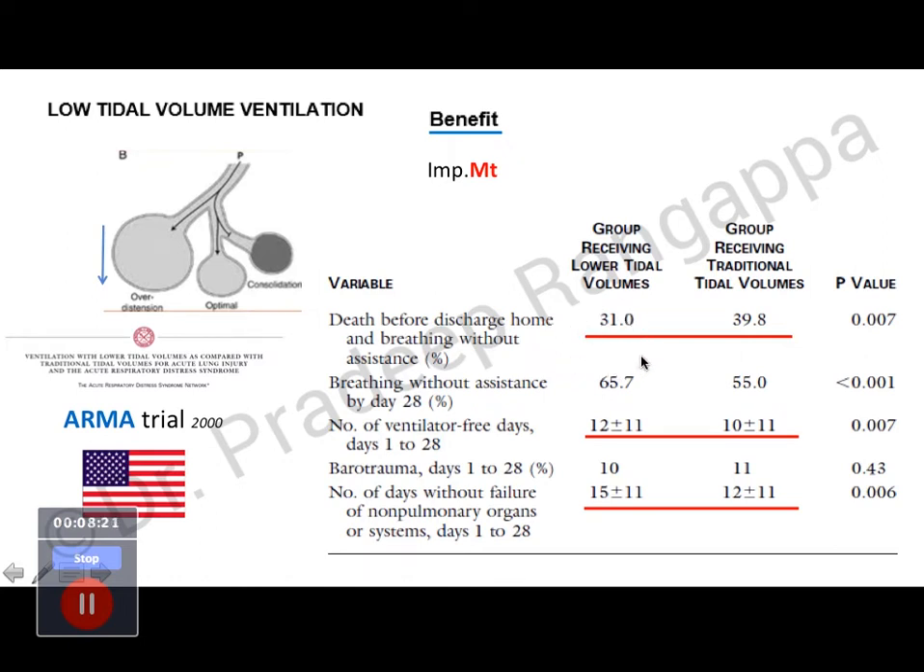So in the low tidal volume group, the deaths were 31%. In the normal conventional tidal volume, which is 10 to 12 ml per kg that we give, it was 39.8%, and that was statistically significant. And even the weaning was found to be much better. Breathing without assistance at 28 days was much better in the low tidal volume group. And the number of ventilator free days, which means the duration of ventilation was lesser. Ventilator free days, if it is more, it is good. So that was better in low tidal volume as compared to the conventional tidal volume. And the number of days without failure of non-pulmonary organs also was better. So if you see all the derivatives, it was found that patients did very well when they used low tidal volume. So this whole concept came from this landmark trial called the ARMA trial, which came in 2000.